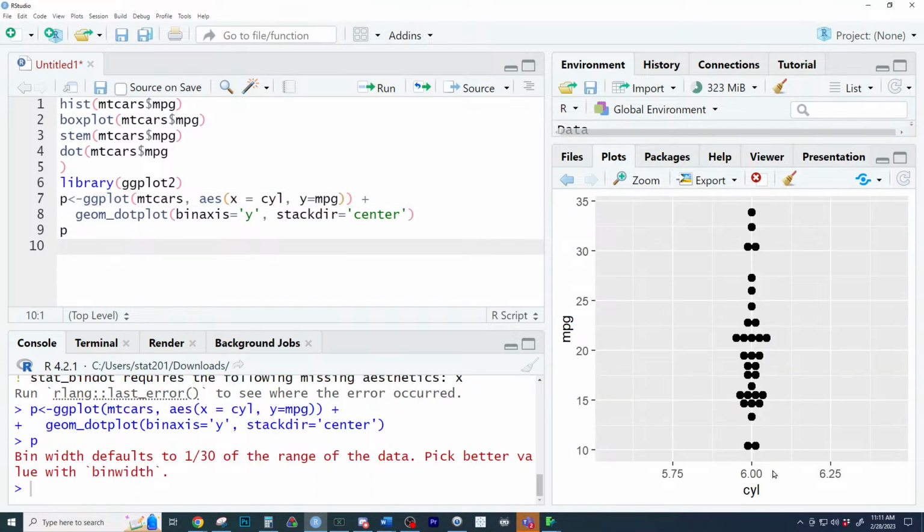There we go. Let's do it. It's only 6-cylinder cars. Not a big fit. It's bivariate right now, which is not how we should make it, but dot plots just show you dots.